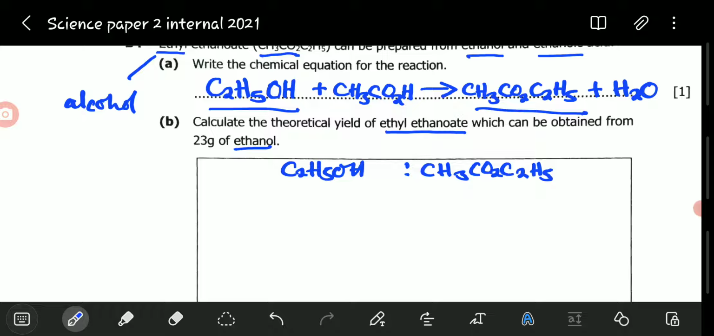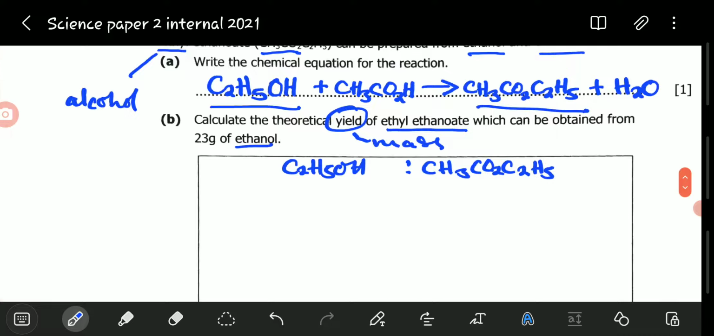Now the question is the theoretical yield. They are asking for mass, and they've given us mass. So this is a mass to mass calculation. I'll find the mass of 1 mole of ethanol, and I'll find the mass of 1 mole of ethyl ethanoate. So let's start with the ethanol.